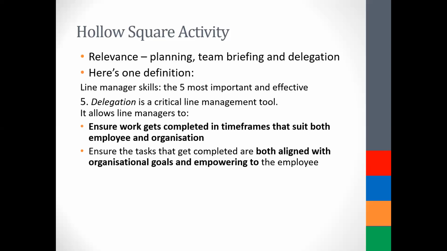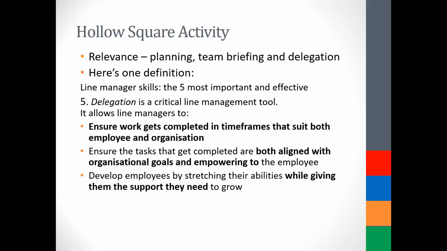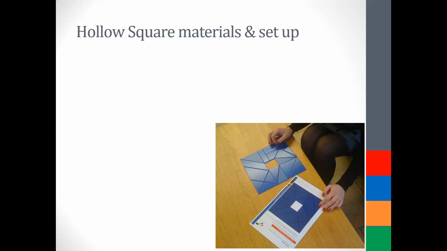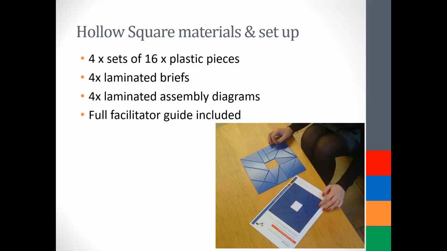Ensure that tasks get completed that are aligned with both those goals and empowering to the employee. So again, starting to consider the individual and empowering the employee as well as what's needed by the manager. Stretching their abilities while giving them the support they need to grow. So again, a lot of this delegation is thinking about the employees. And then finally, without the confidence and skills to delegate effectively, being an effective line manager is very difficult. Okay, so they're saying that these skills are really very, very important. So if they are very important, let's have a look at Hollow Square materials and see if we might use something like this to work with those skills in that area.